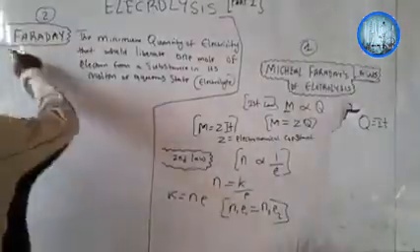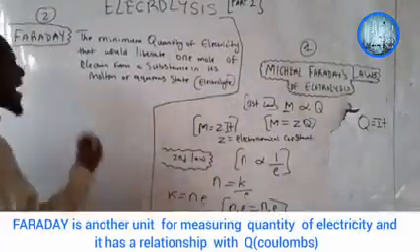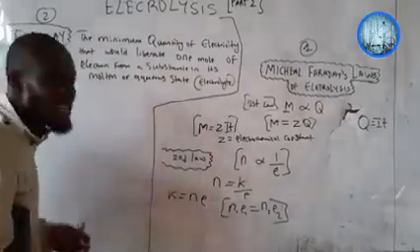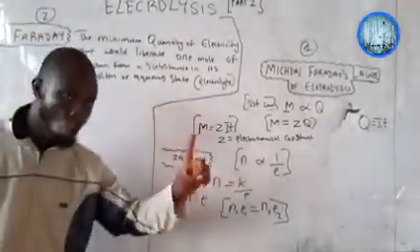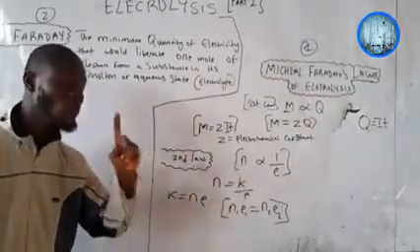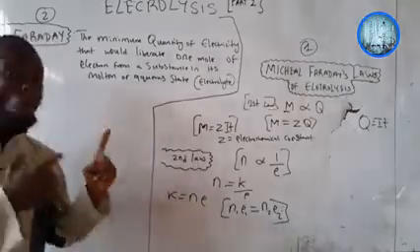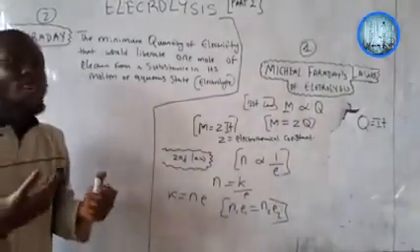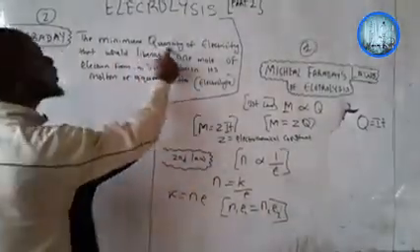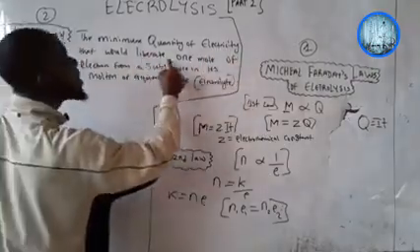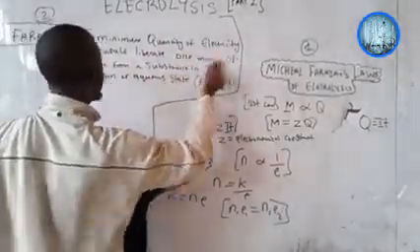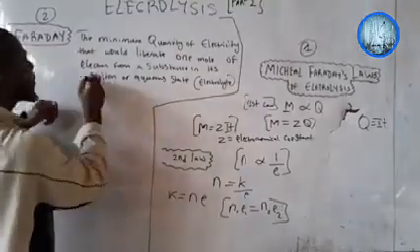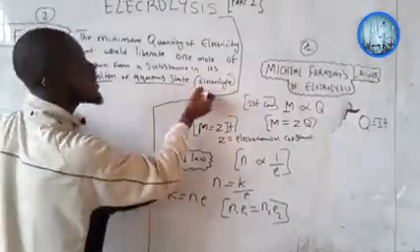So now, when we talk about Faraday in this case, Faraday is simply the smallest amount of electricity that will deposit 1 mole of electrons from a substance in its molten or aqueous state. Of course, you know that's an electrolyte, right? Now, the minimum quantity of electricity that would liberate, that's produce, 1 mole of electrons from a substance in its molten or aqueous state. Of course, you know what that substance is, electrolytes.